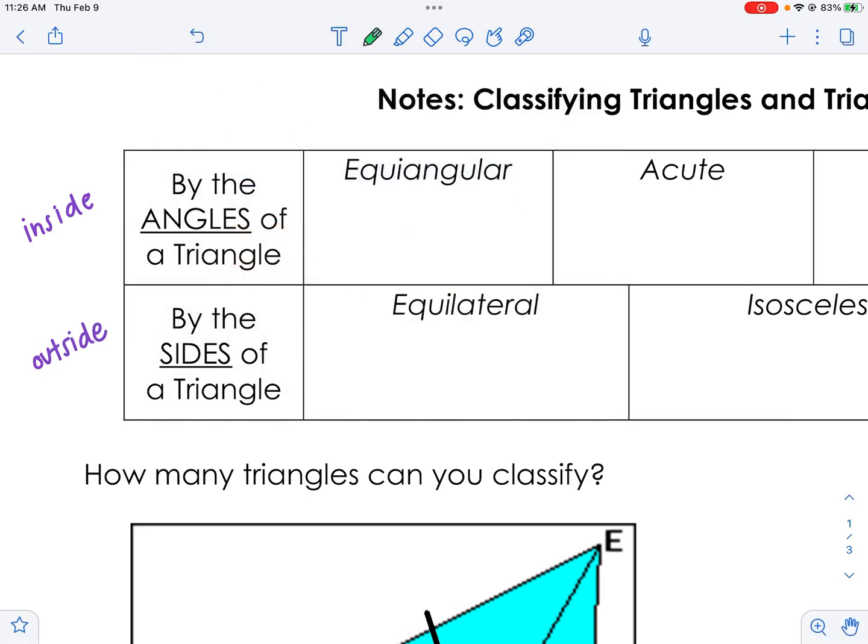So one of the ways that we can describe the inside of a triangle is by the angles, and if all of the angles are congruent, that's called equiangular, like equal angular. So that's if all three angles are congruent. And I'm going to abbreviate, and I'm going to do the angle symbol. So all three angles, I'm going to do the congruent symbol. So that just means angles, and that just means congruent. So if all three angles are congruent and a triangle adds up to 180, then 180 divided by 3 means that each angle will equal 60.